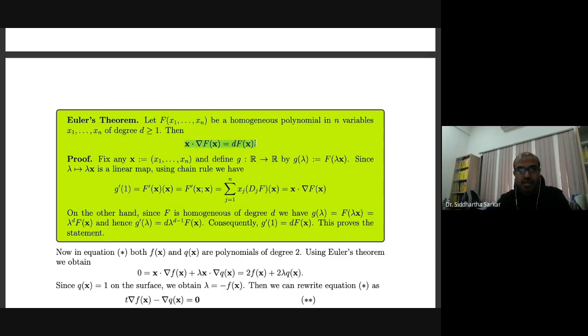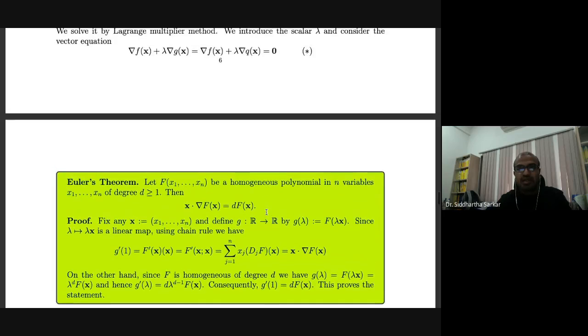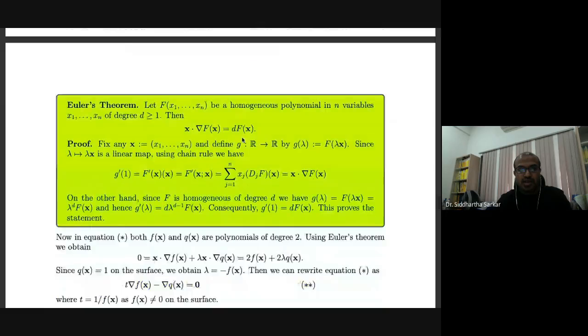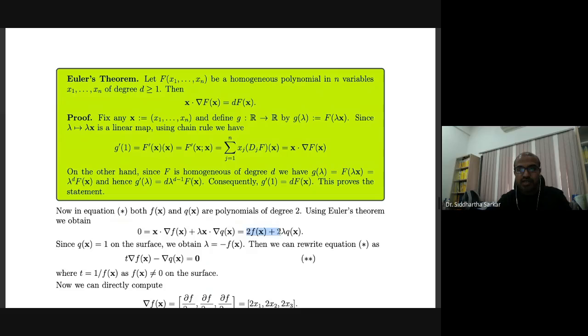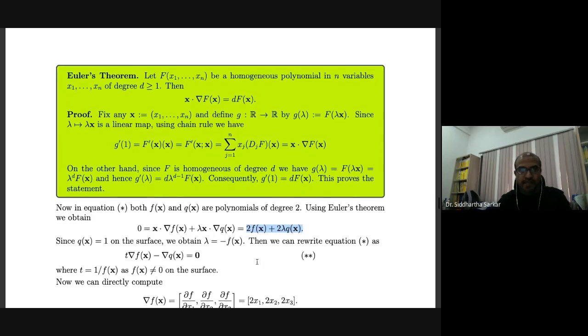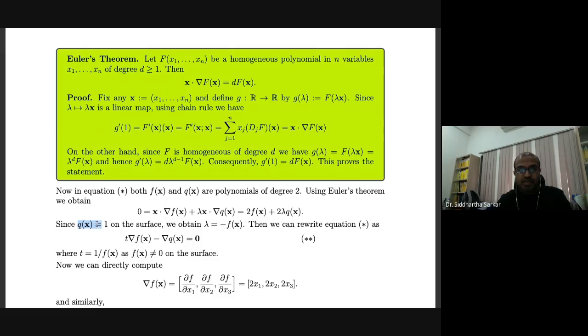If I apply this in my equation now, I end up simply getting 2f(x) plus 2 lambda q(x) is 0, and I know q(x) is 1. So the equation is free from the nabla operator now. I set q(x) equal to 1, and this gives me that lambda equals minus f(x). That's the value I am getting for the requirement. If there is an extremum, then I should be able to have lambda equal to minus f(x).